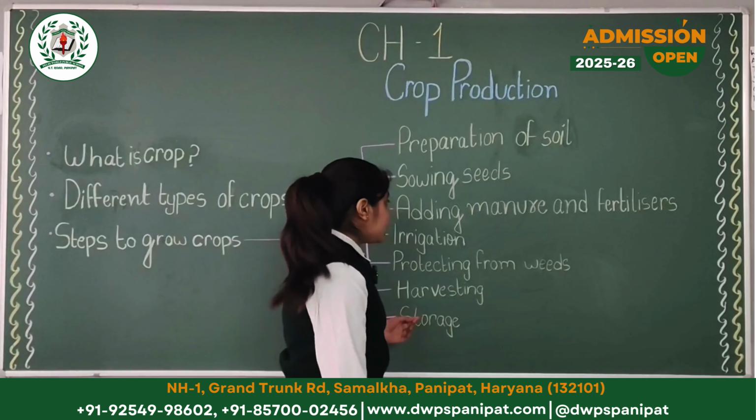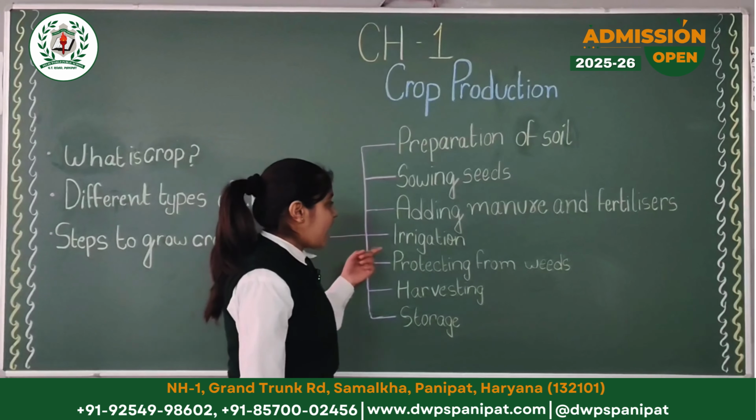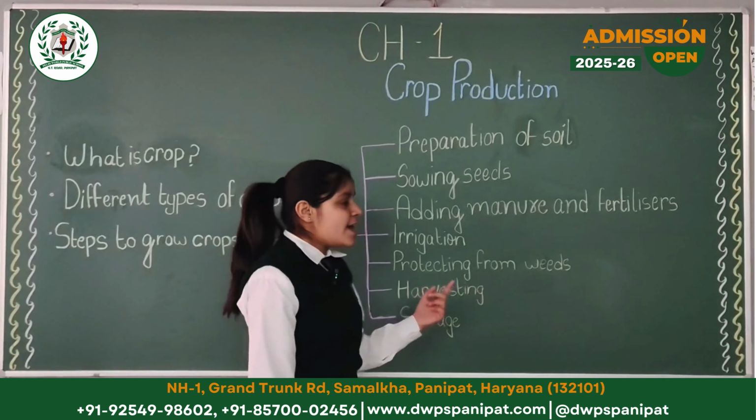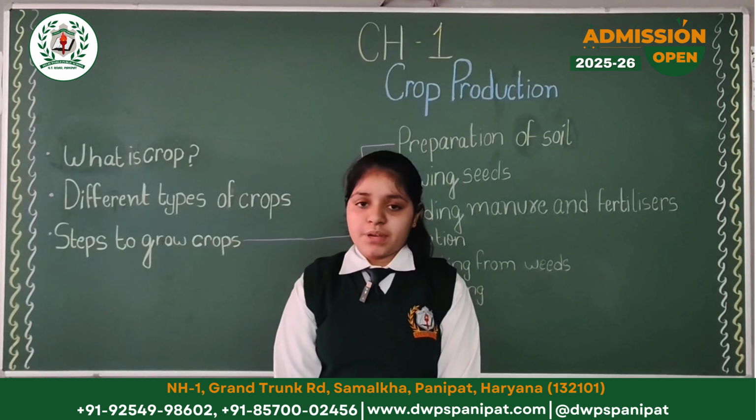Let's come on to the third step, that is adding manure and fertilizer. Let me tell you what is manure and what is fertilizer. Manures are natural substances which are made from plants and animals. On the other hand, fertilizers are substances which are made in laboratories and factories from chemicals.